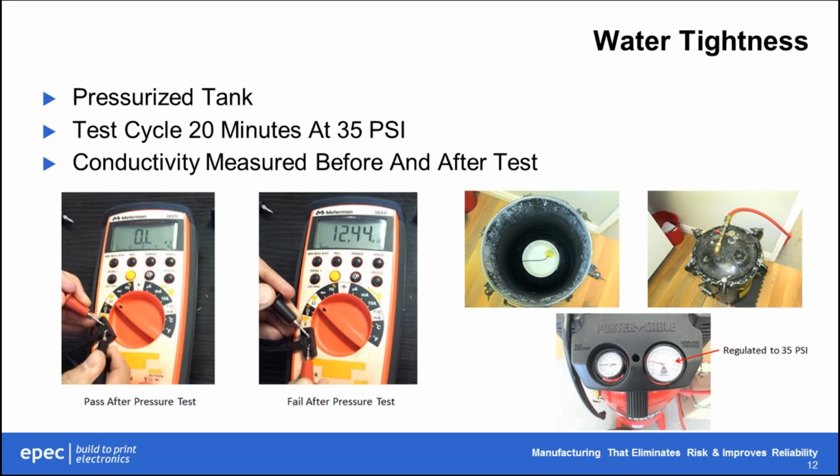As far as the water tightness test, this was also conducted on a completed assembly. The entire finished assembly was placed inside a water-filled tank and pressurized at 35 psi. The finished assembly remained inside that tank for 20 minutes, and then when it was removed, any excess water was blown off using pressurized air. At that point, once everything was blown off, we conducted a conductivity test to show if there was any water penetration of the assembly at any of the entrance points.